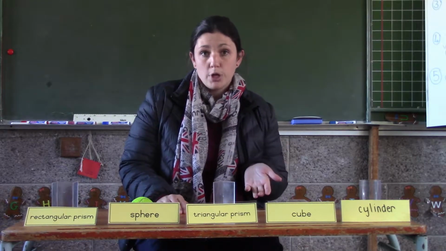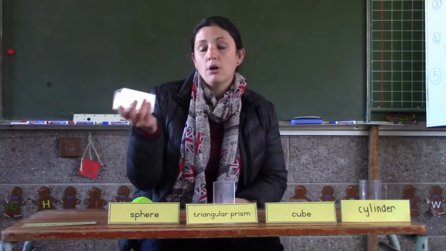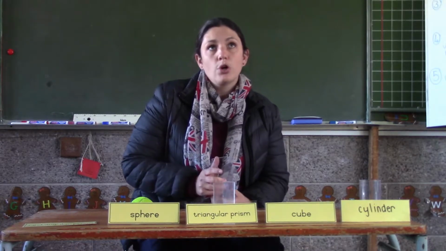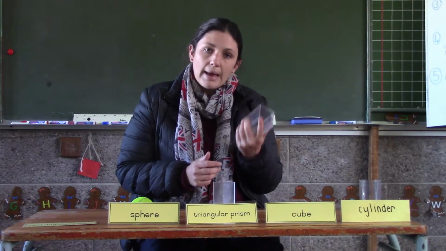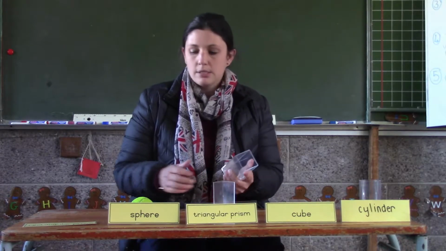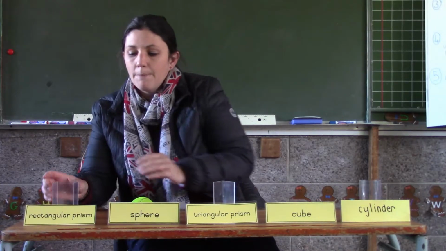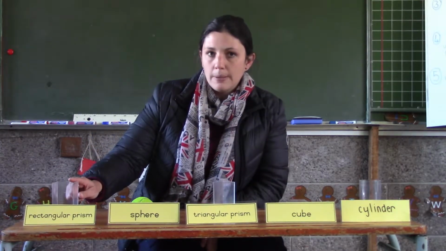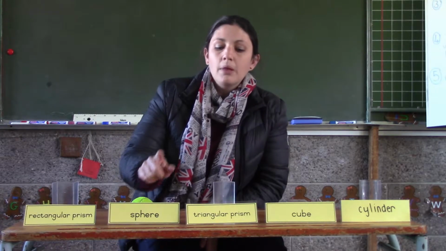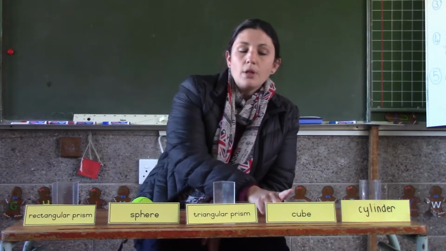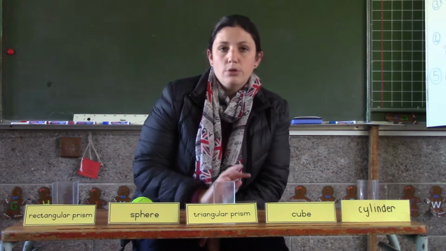The 3D objects are the ones that we're going to be looking at more today, and they are things that you can hold in your hand. So like a tennis ball or your tissue box, something that you can actually physically hold like this. I've got a few out here at the moment. If you read with me, this is a rectangular prism, a sphere, not a spear, a sphere, triangular prism, a cube, and a cylinder. These are the ones that we usually use the most.